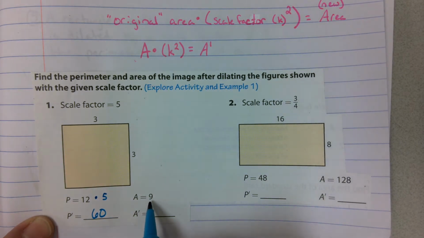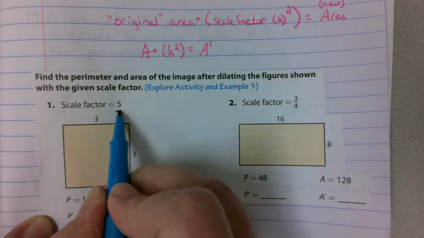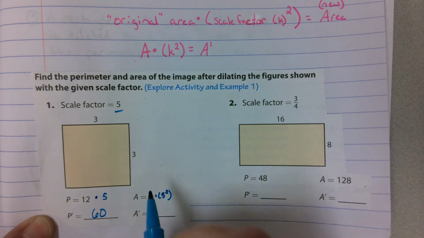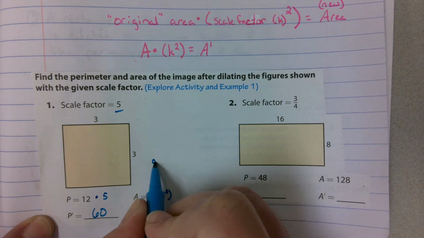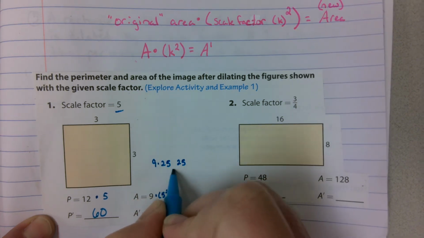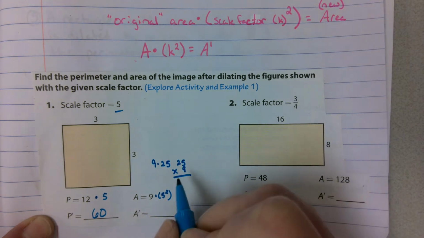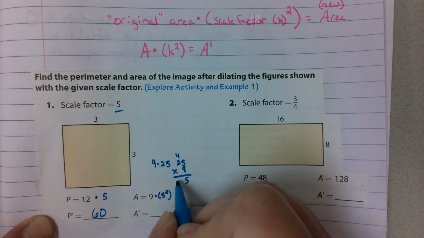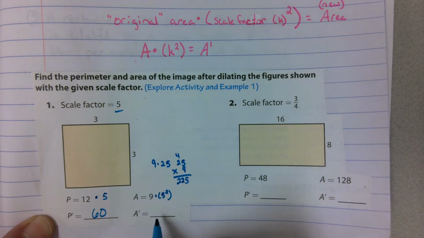The next one I need to do is the area, 9. Remember, we have to multiply that times the scale factor squared. So 5 squared. 5 squared is 25, so 9 times 25. And I'm going to multiply that out. So we have 225.